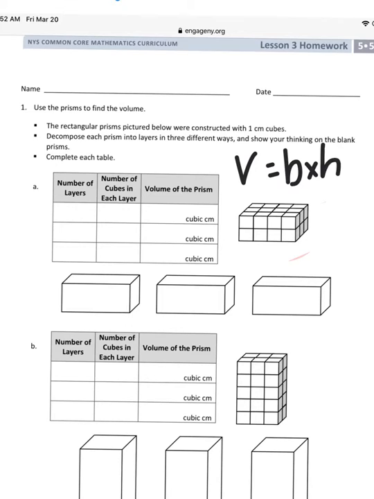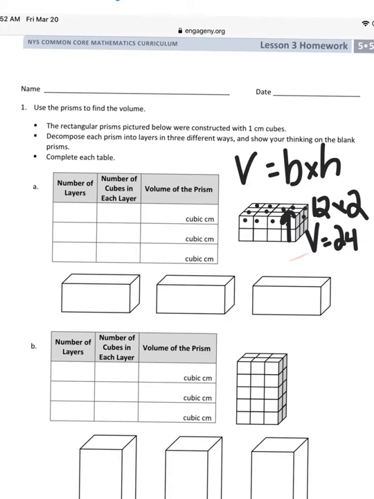Base times height. So I know if I counted all the cubes up top, I'd have 4, 8, I'd have 12 in my base times 2 going up, which is my height. So my volume would be 24. That's one way that we've learned to solve it. The book today is asking you to show different ways to get that same volume in the same shape.